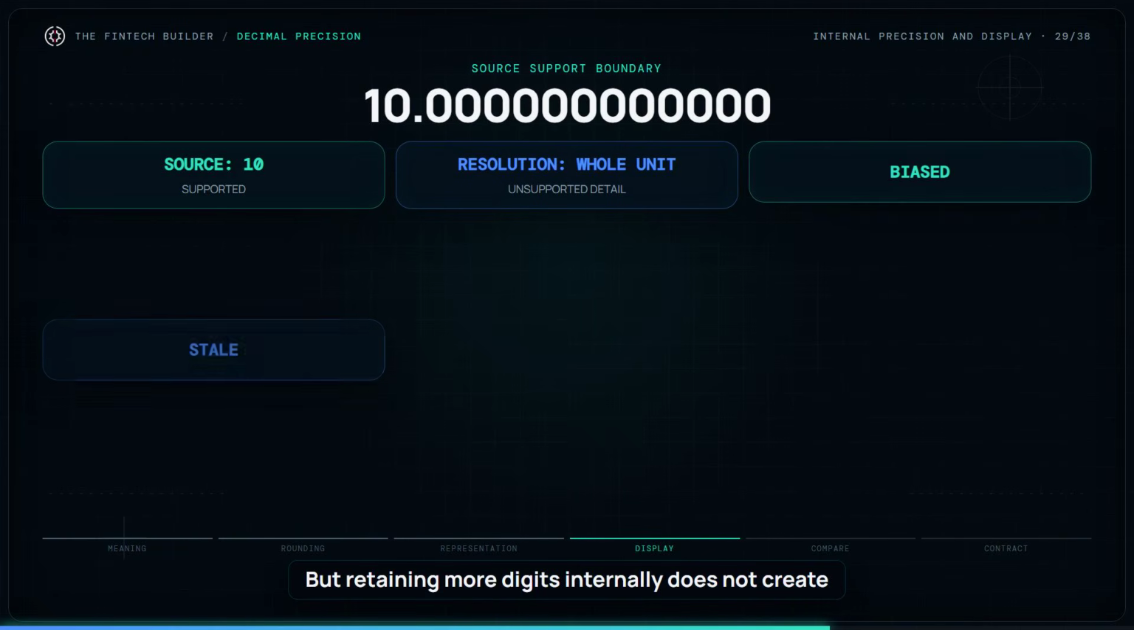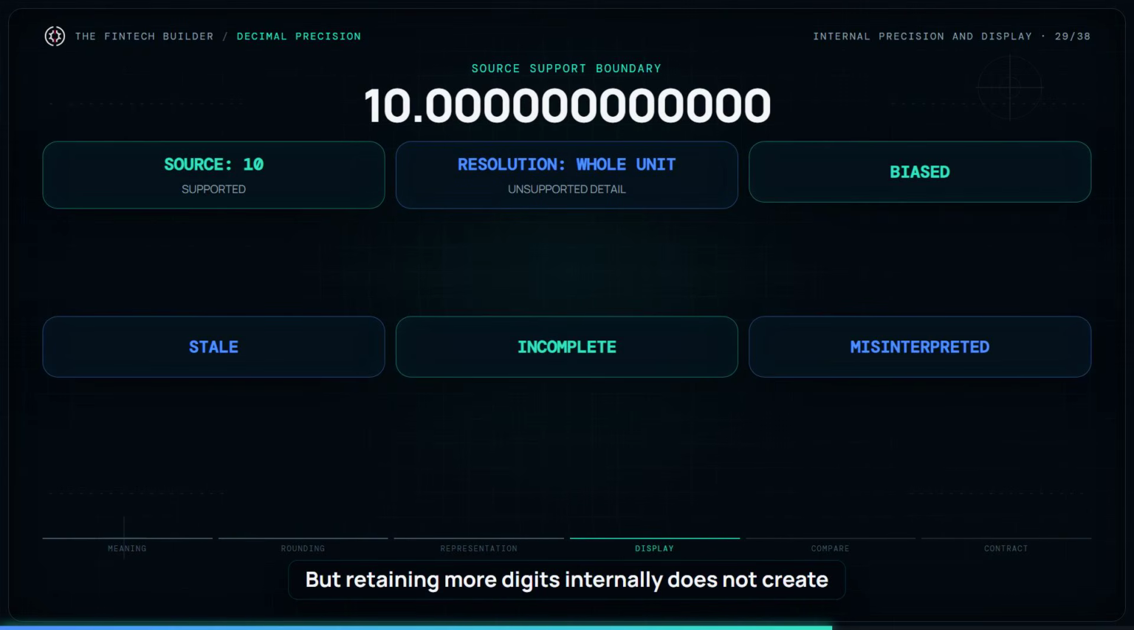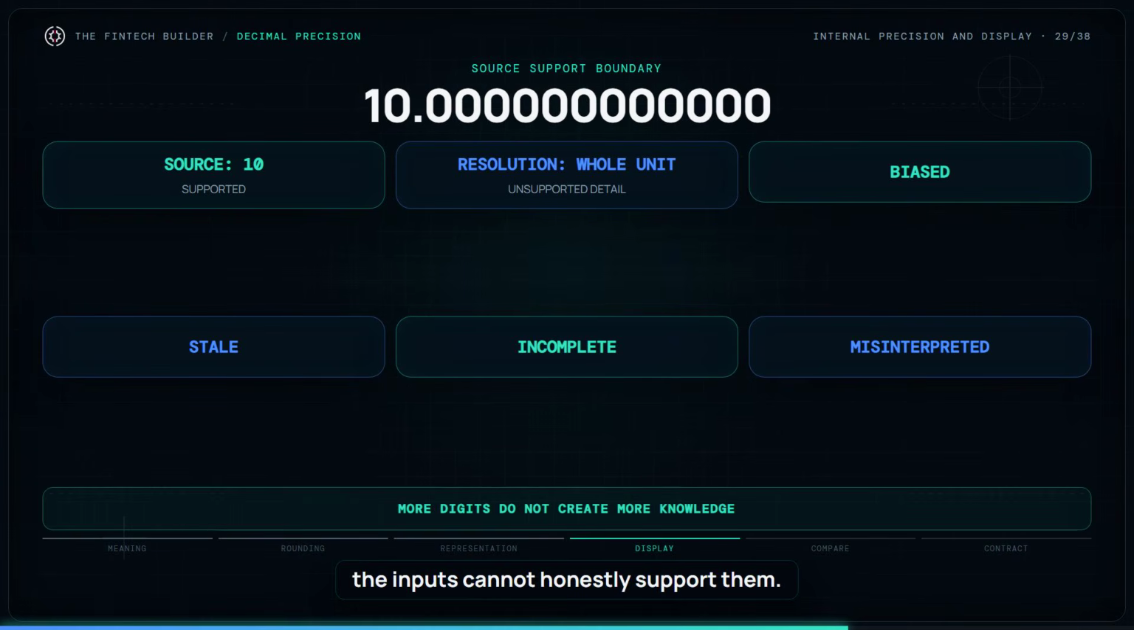But retaining more digits internally does not create more knowledge. If the source data were only measured to the nearest whole unit, showing 12 decimal places creates false precision. A calculator can produce extra digits even when the inputs cannot honestly support them. Precision cannot repair inaccurate, biased, stale, incomplete, or incorrectly interpreted data.